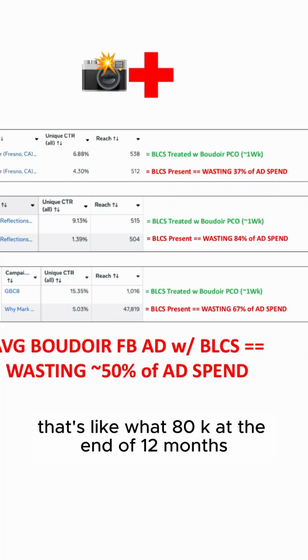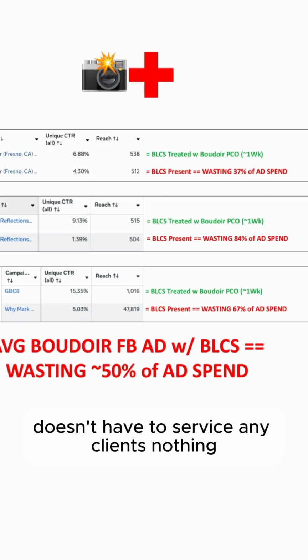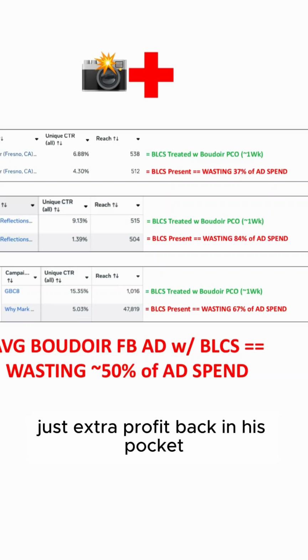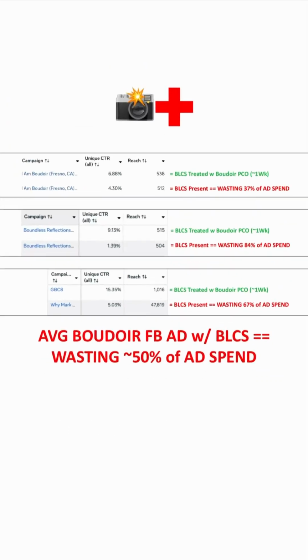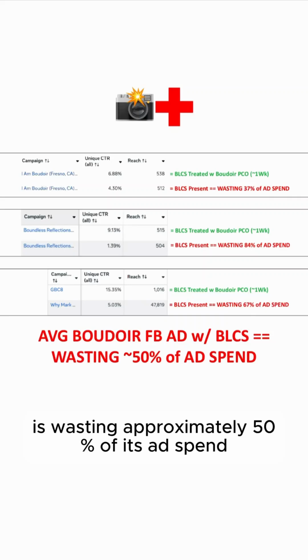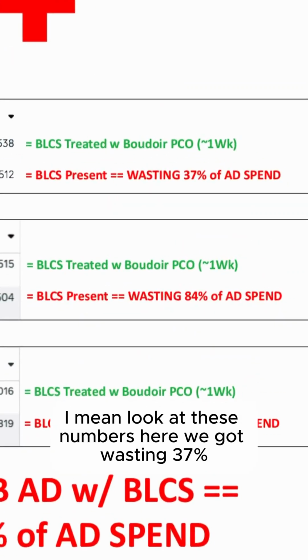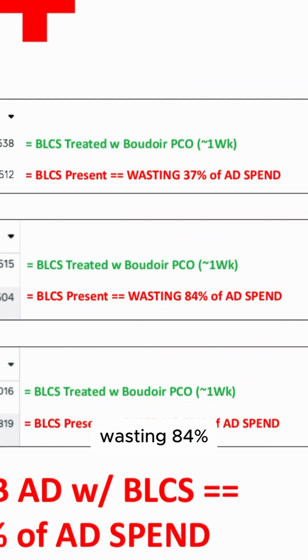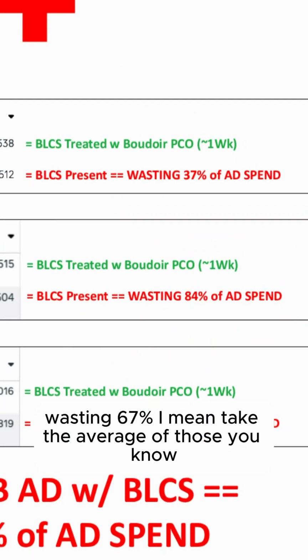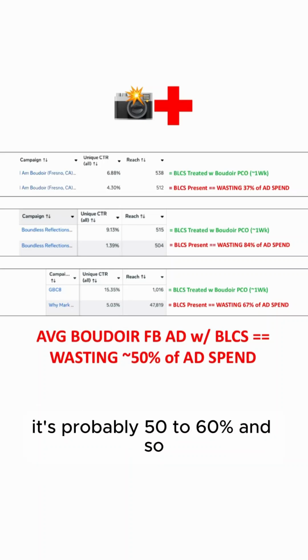That's like what, 80K at the end of 12 months? Doesn't have to service any clients, nothing, just extra profit back in his pocket. So the average Boudoir Facebook ad with BLCS is wasting approximately 50% of its ad spend. I mean, look at these numbers here. We got wasting 37%, wasting 84%, wasting 67%. I mean, take the average of those. It's probably 50 to 60%.